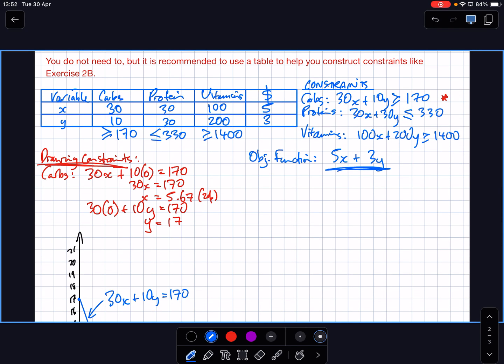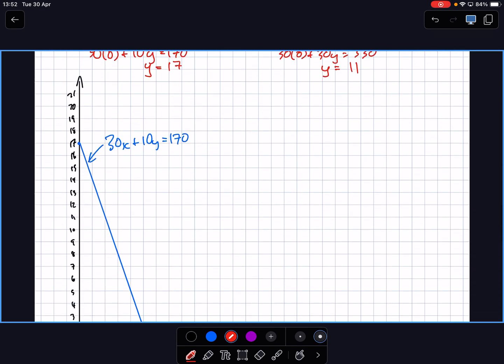How many more constraints do I have? 2 more. So I'll do it in red. Proteins. 30x plus 30 lots of nothing equals 330. 330 divided by 30 is going to be 11. 30 lots of nothing plus 30y equals 330. What's y also going to be? 11. I can draw that line now.